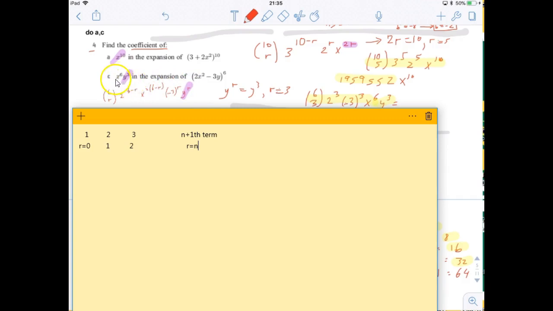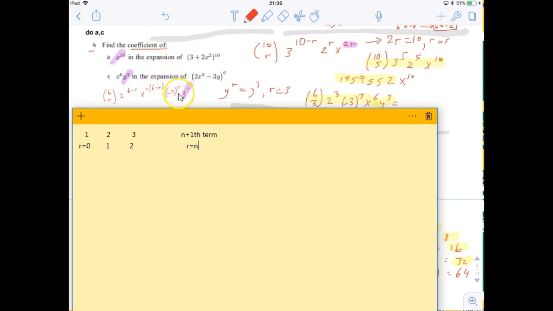Now let's use some of our clues. It says that x to the 6th and y cubed is the variable part of this expansion. Well, the x to the 6th part comes from here. The y to the 3rd part comes from here. The y to the 3rd one is pretty easy to solve. We just equate y to the r with y cubed, so we know that r equals 3, right? Once we know r equals 3, we can just plug r equals 3 into every single r value here. We can figure out the coefficient.